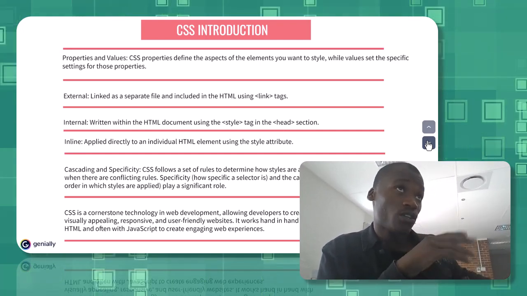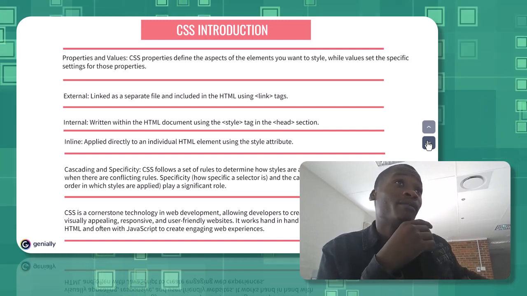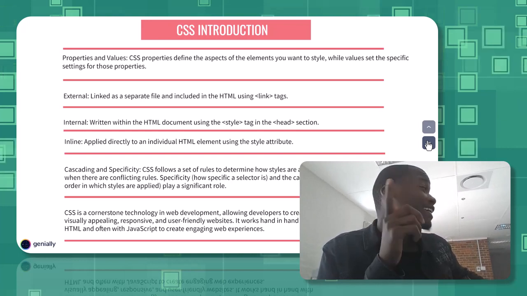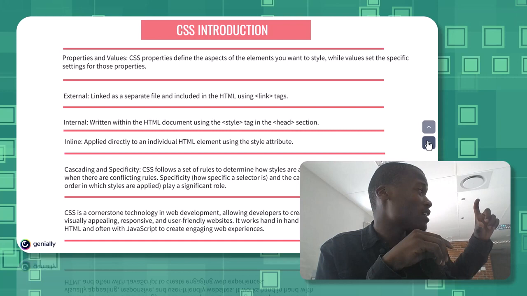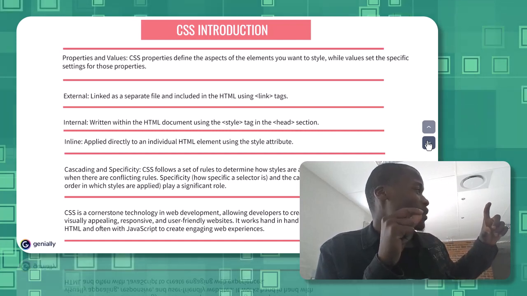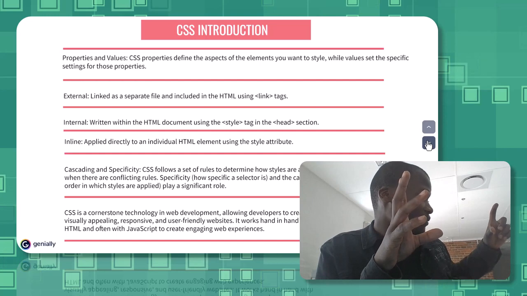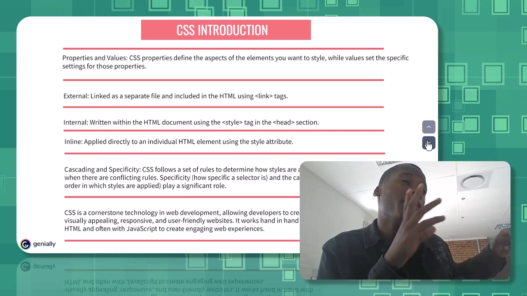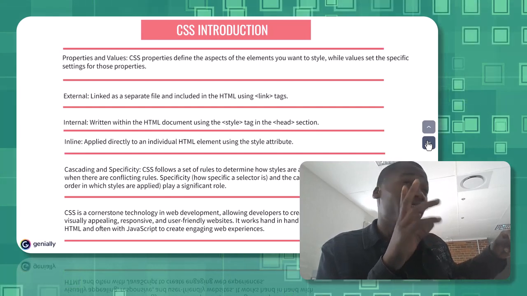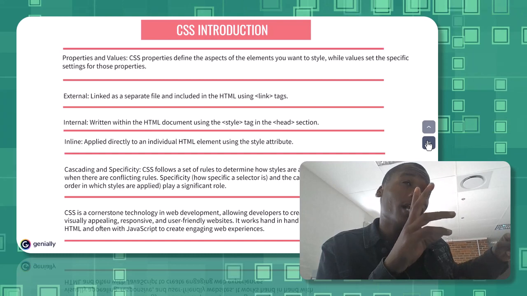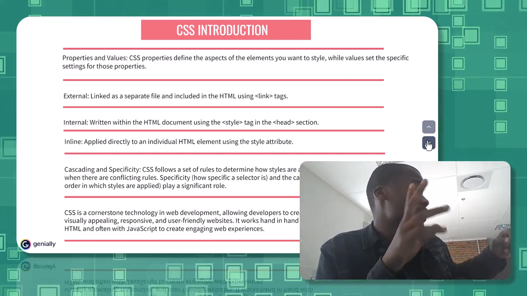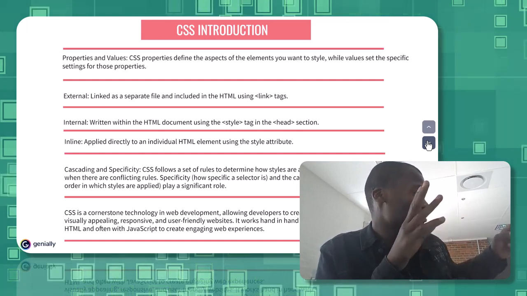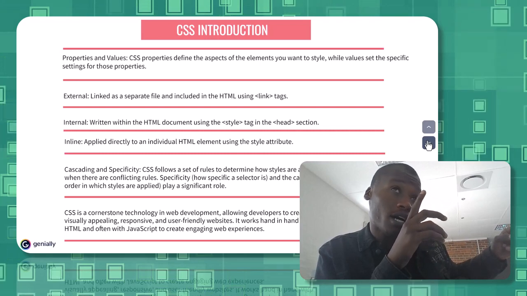What is an external? An external is linked as a separate file included in HTML using the link tag. Remember, in the head, I said to you guys, that's where you link the style sheets. I'm going to show you this. So in HTML, there's an element that is link. The link element is used to link external style sheets. Let's say if you have a separate CSS page that you want to use on your HTML page, you can use it using a link element.